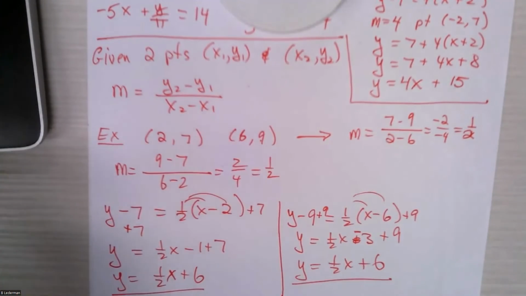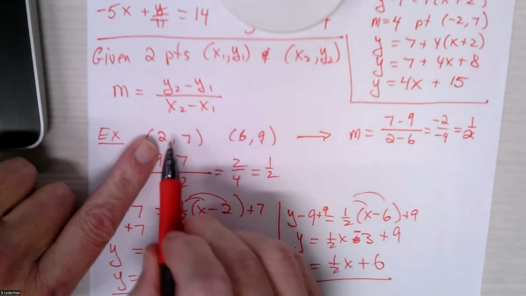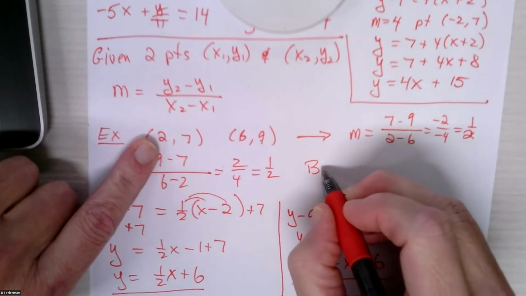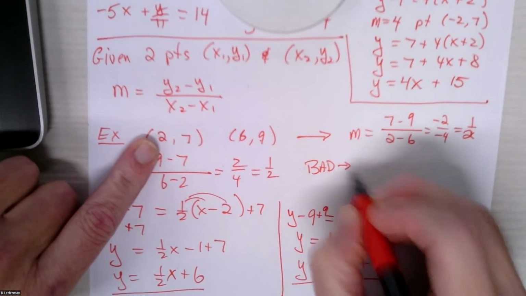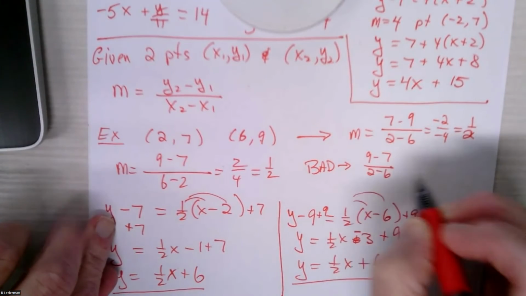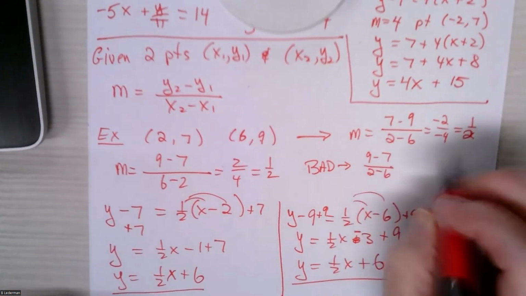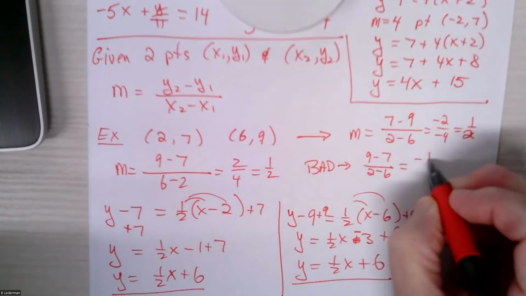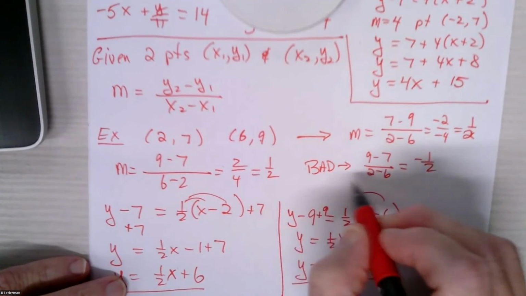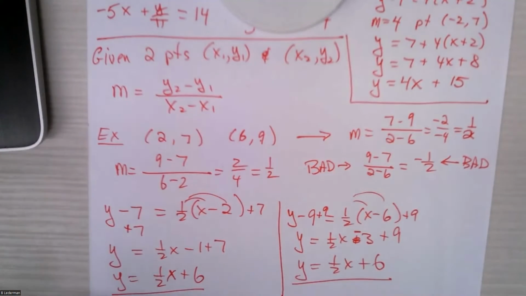As long as you're consistent, meaning that if I make this my first point, I can't, for the y, I can't, here's what I mean. This is no good. This is bad. If I would do 9 minus 7 on top and 2 minus 6 on the bottom, I make one the first point on top, and on the bottom I make the other one the first point. That's going to give me the wrong answer. That's actually going to give me negative 1/2, the exact opposite. So this is bad. So don't mix and match.